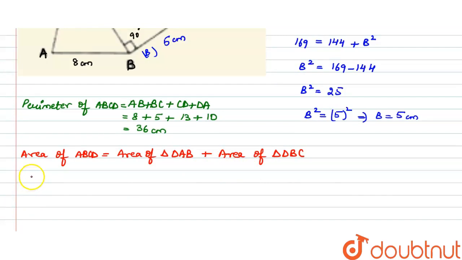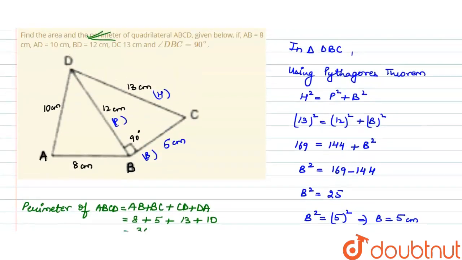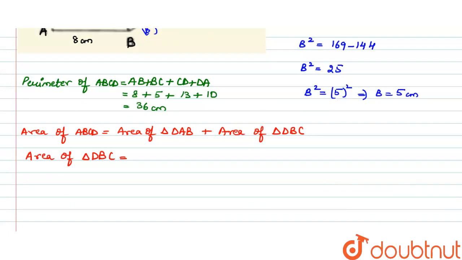Now for first we'll find the area of triangle DBC. So area of triangle DBC. Now DBC is a right angle triangle. You can see that one of the angle is 90 degree, and we know that area of right angle triangle.